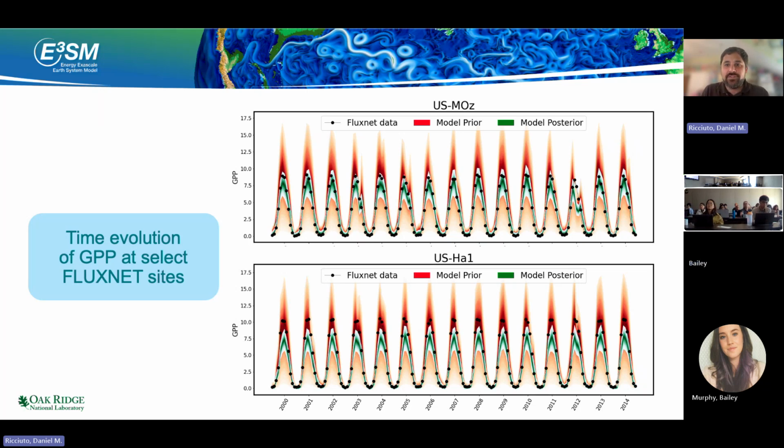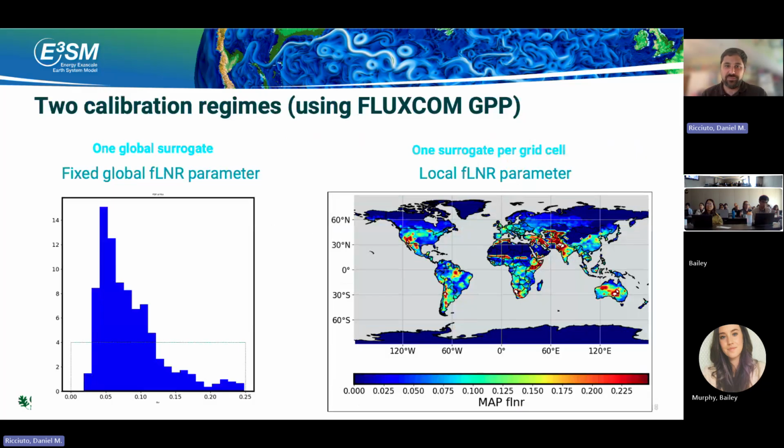We looked then at two different calibration regimes, and this is now at the global scale using FluxCom GPP. So two different ways of doing calibration. One, just one global surrogate and coming up with one value for the entire globe for FLNR. And if we wanted to do that, here's what the probability density function looks like for that parameter. And then on the right, we said, well, let's do it one grid cell at a time. So calculate the optimal FLNR for every single grid cell. And there's the map of what that looks like.